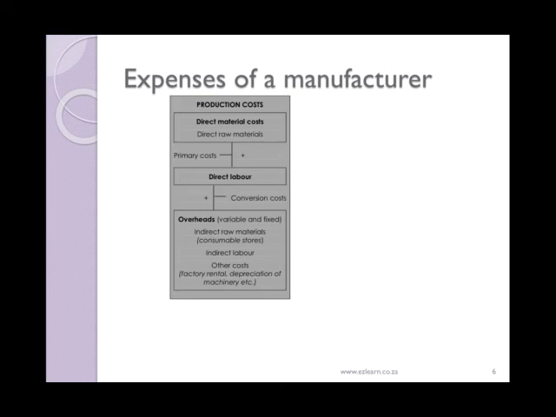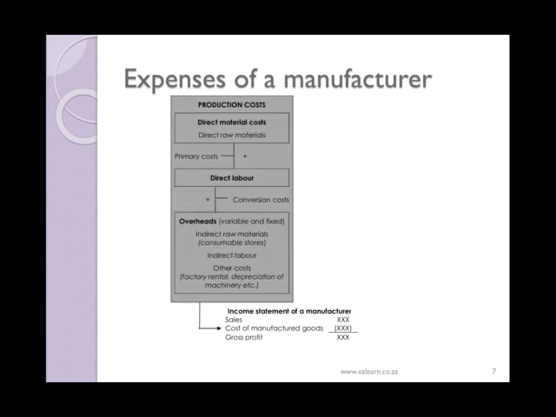Overheads could include your indirect raw materials, otherwise known as consumable stores, your indirect labor, such as the wages or salary of supervisors, etc., who are managing the factory, as well as cleaners who are simply tidying up instead of making a particular product. Other costs, such as factory rental, depreciation of machinery, water and electricity, etc., are also all overheads. All of these production costs together will contribute to your cost of sales or cost of manufactured goods.